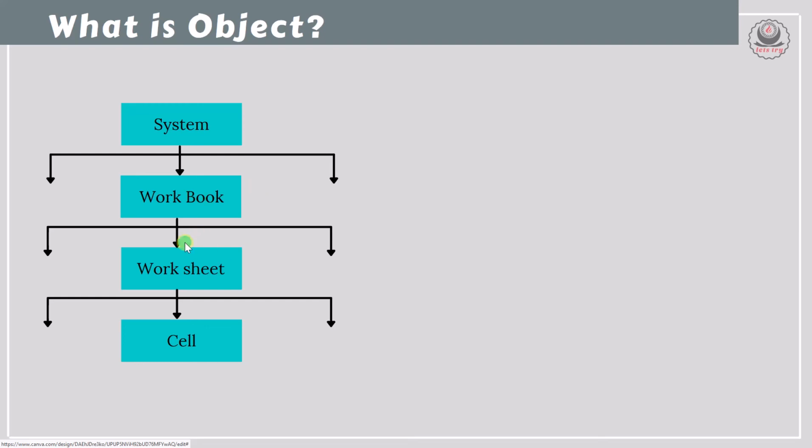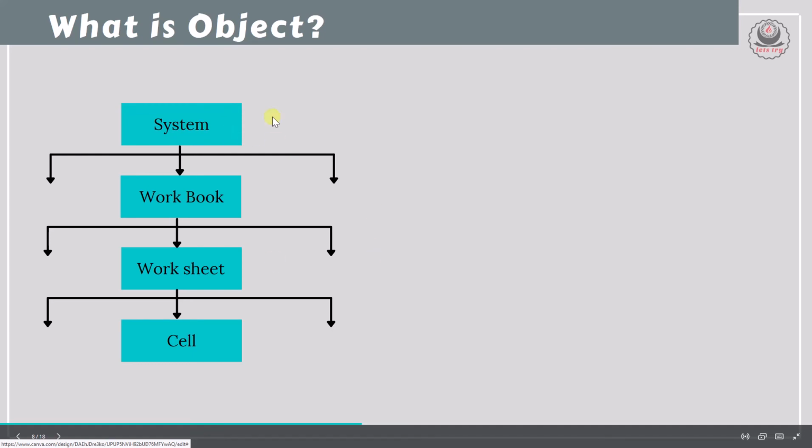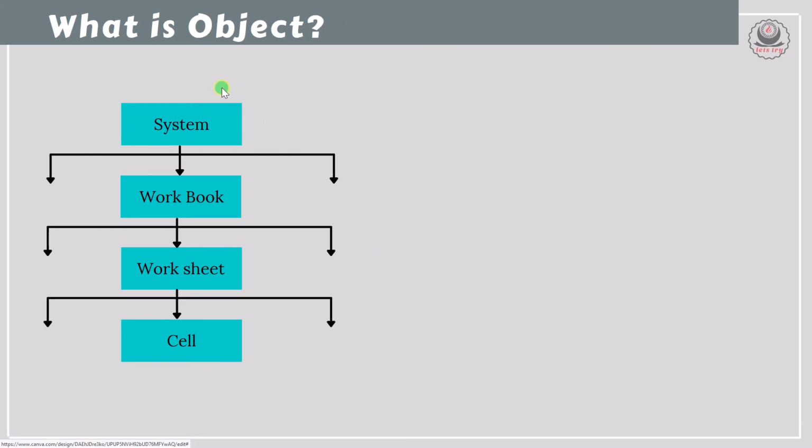Then a book has sub objects again, called worksheets. There may be one or multiple worksheets, 1, 2, 3, something like that. Then a worksheet has sub objects called cells. Here also there are multiple cells. So this is the hierarchy of objects with respect to Excel. The takeaway here is that systems are objects having sub objects, and sub objects have another level of sub objects. This is the hierarchy. It will be very helpful when writing code.